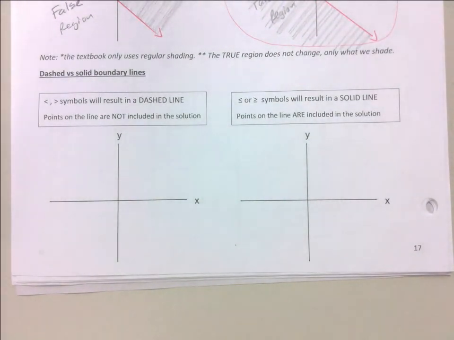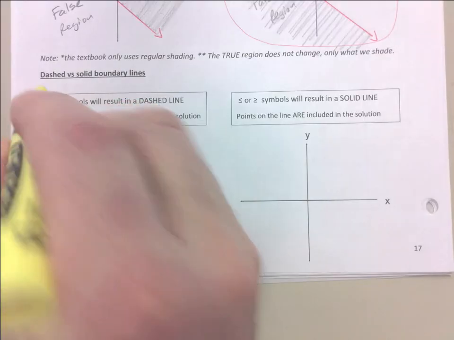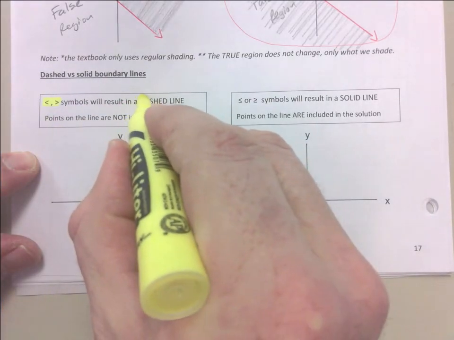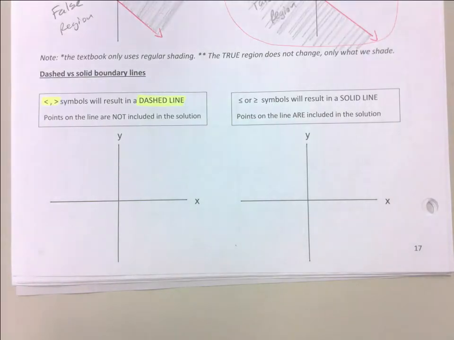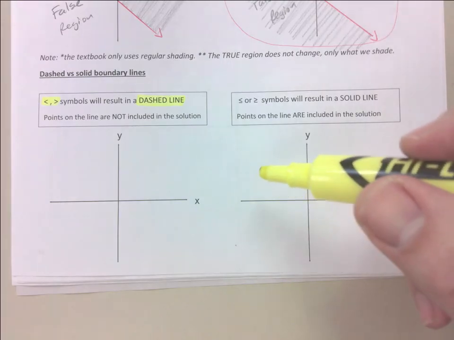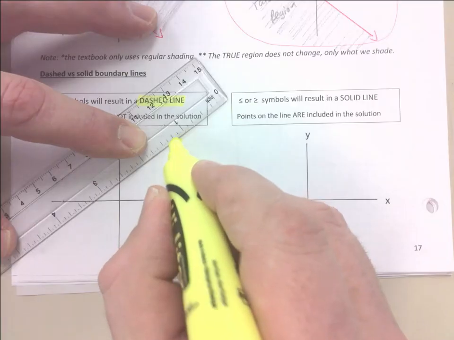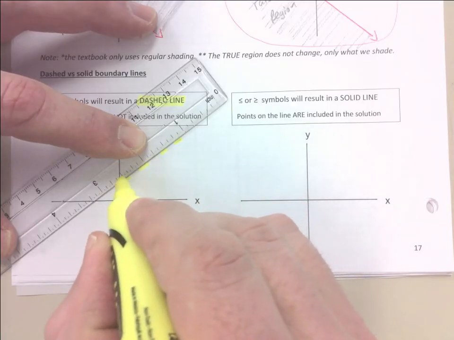Dashed versus solid boundary lines. Okay? I will use a highlighter. So if you only have the symbols like this, we have a dashed line going on. Okay? So I'm going to actually use this highlighter. If you come up with a boundary line, we actually make sure it's dashed like this.